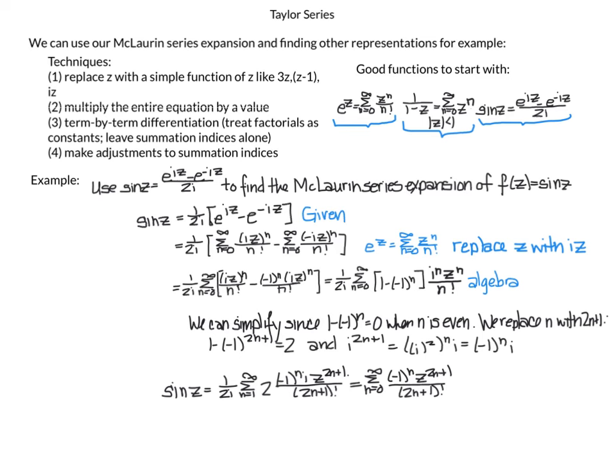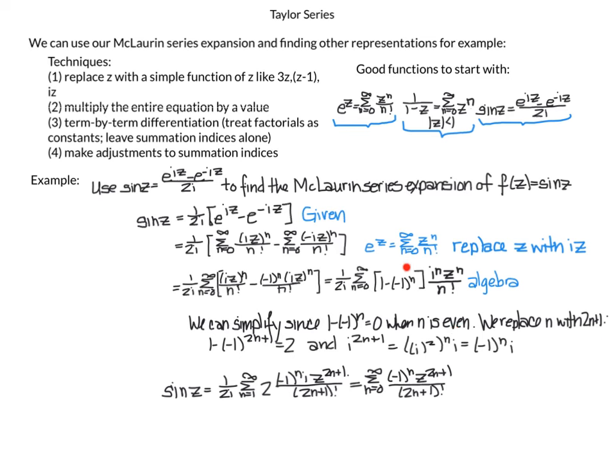This next line is just algebra. Here I took out the minus 1 to the n so that I'm left with iz to the n, and then since I have both terms with iz to the n, I can have 1 minus minus 1 to the n times iz to the n, which is just i to the n, z to the n over n factorial. I can further simplify this, since what's in these brackets, 1 minus negative 1 to the n, is equal to 0 when n is even, so I can replace n with 2n plus 1.